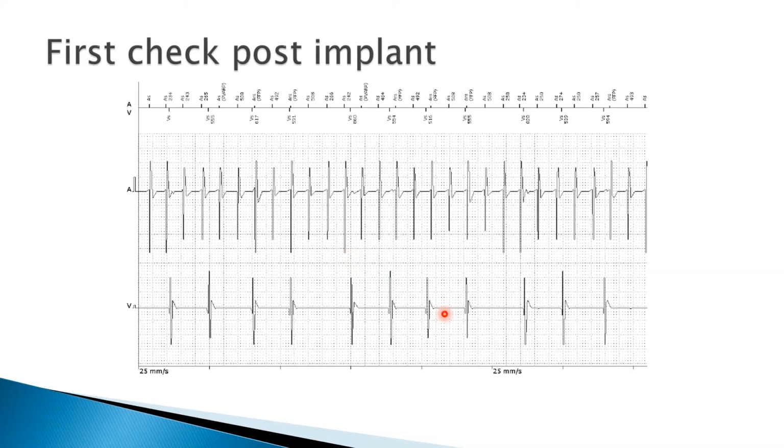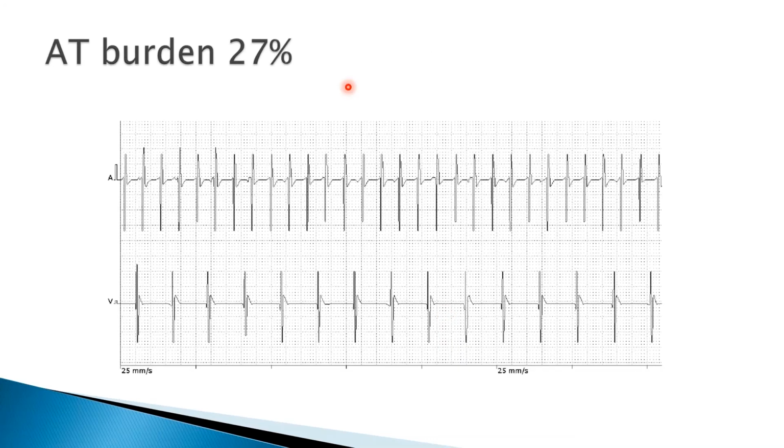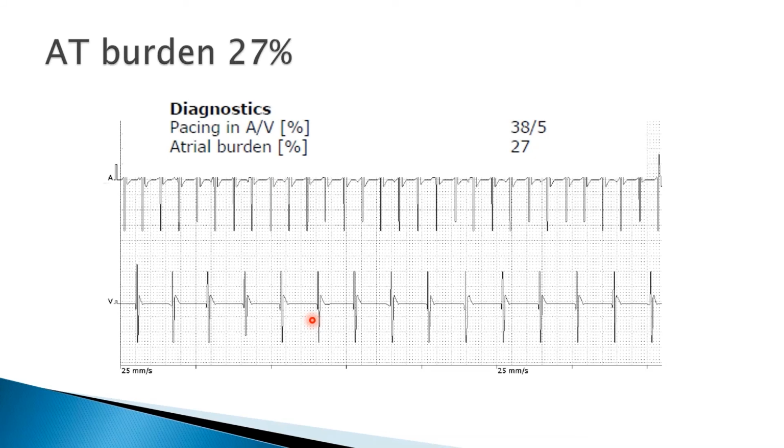The atrial tachyarrhythmia burden is almost 27%. Most pacemaker devices will be able to tell you the atrial tachyarrhythmia burden. It means that one third of the time the patient is in atrial tachyarrhythmia. But the fact that the AV node is not that great means it doesn't translate into one-to-one AV conduction. So this is not great, because it means the AT is coming back again.